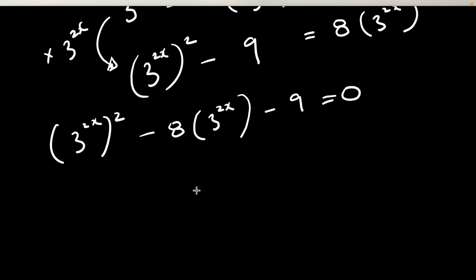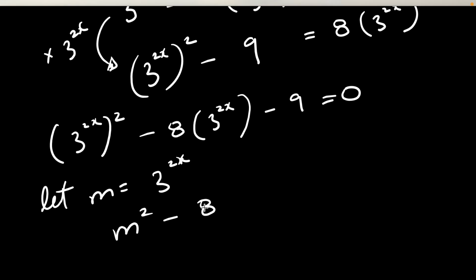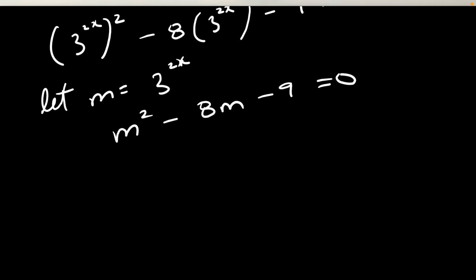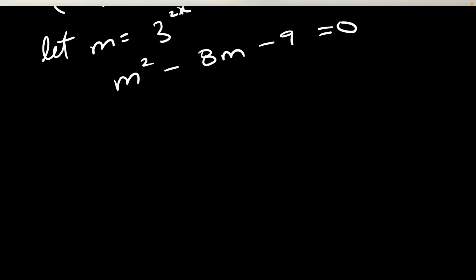Now, if this is the layout, I can let m equal 3 to the 2x, at which point I have something squared. I have m squared minus 8m minus 9 is equal to 0. So this one is a little bit different, and it took us a second to get to where we need to be, all right? But we're there now. And we're going to say, okay, what are the factors of negative 9 that sum to give us negative 8? Well, it's a negative term, so one is negative, one is positive.